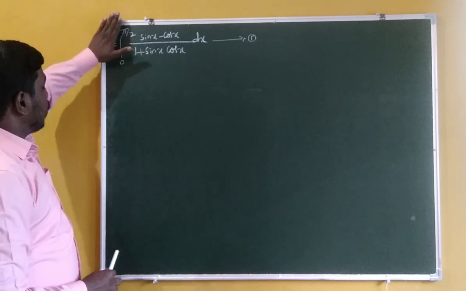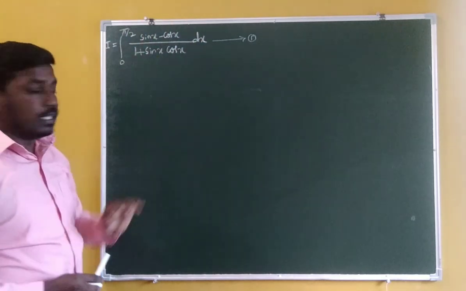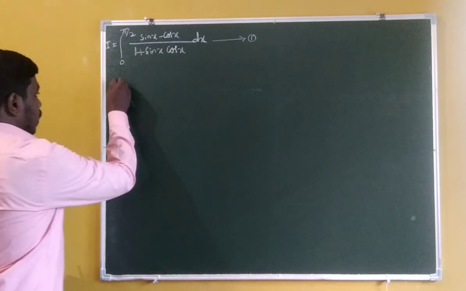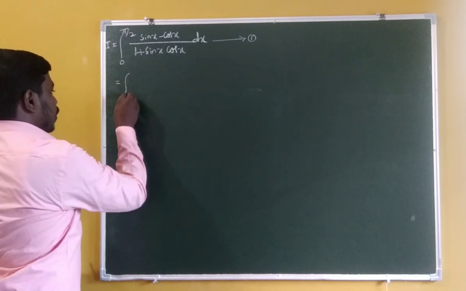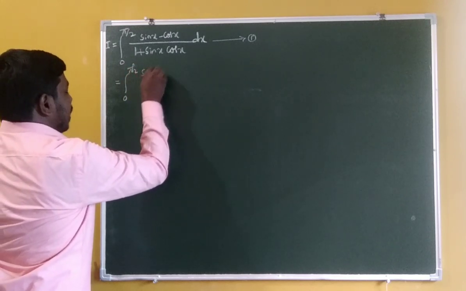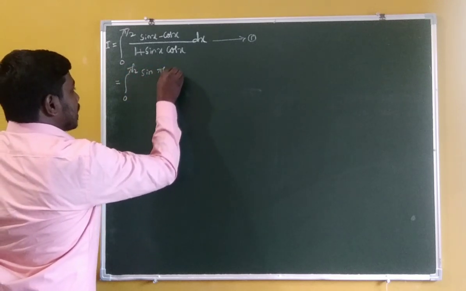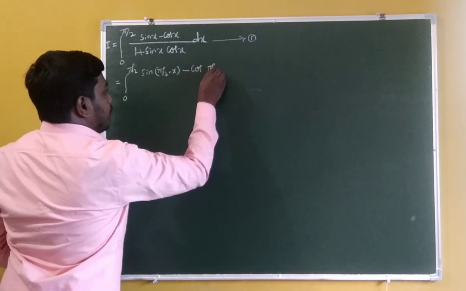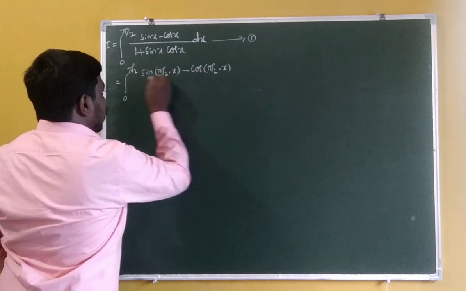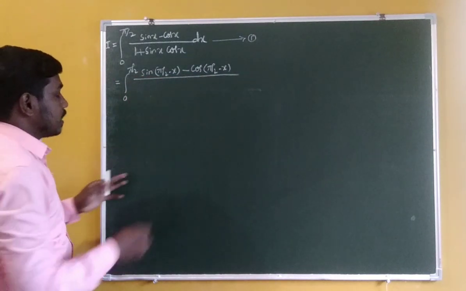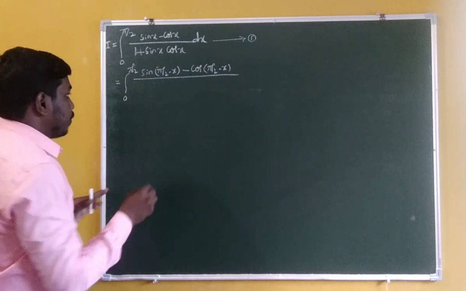We use the property of the integral from 0 to a of f of x dx. So the integral from 0 to a becomes f of a minus x, so sin of (pi by 2 minus x) minus cos of (pi by 2 minus x). Then replace x by pi by 2 minus x.